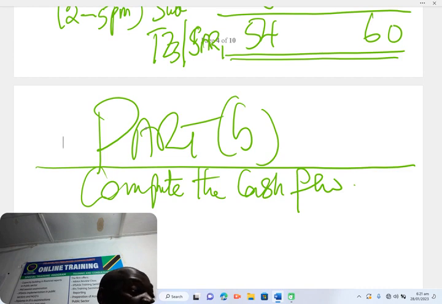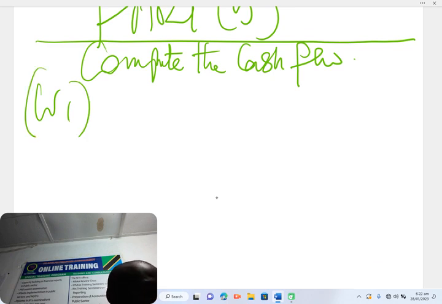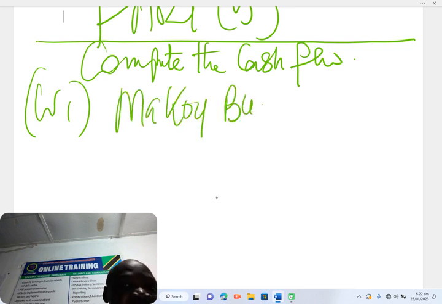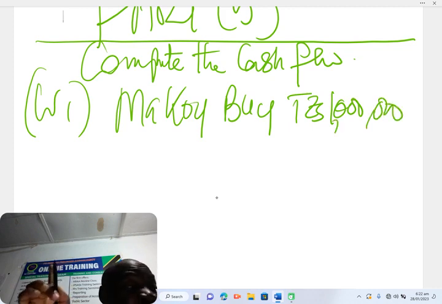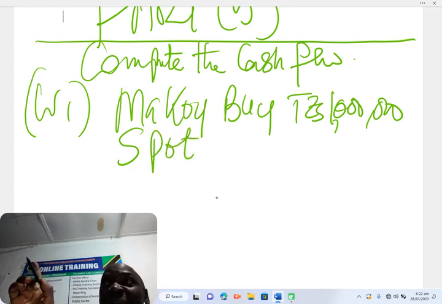We have 1: when McCoy company buys 1 million Tanzanian shillings spot for euro. So you start with number 1, working 1. McCoy company arranged the following transaction. Number 1, McCoy buys Tanzanian shillings 1 million, and he is insisting on spot, meaning you use the spot rate.